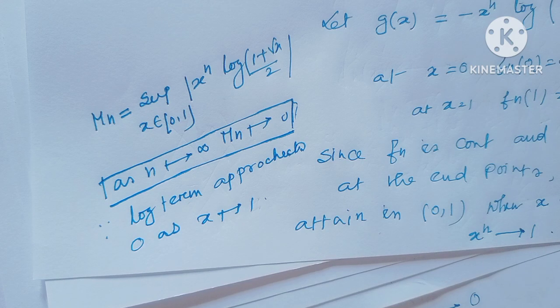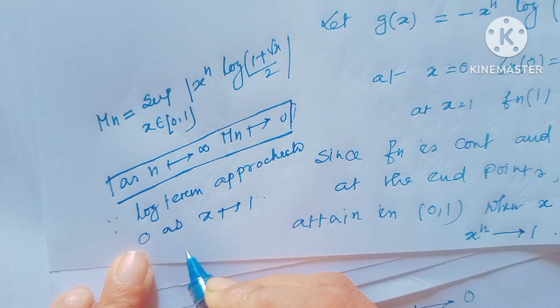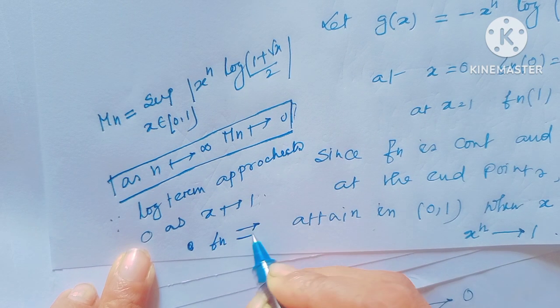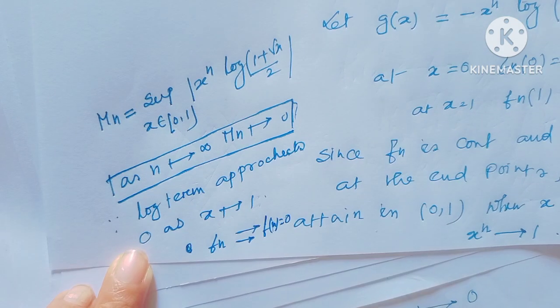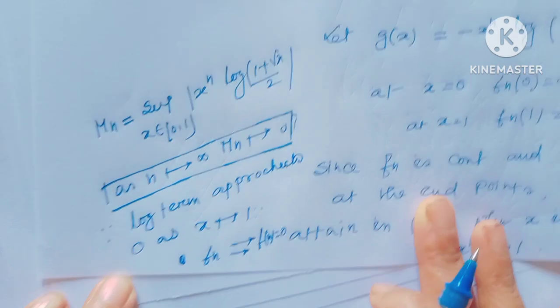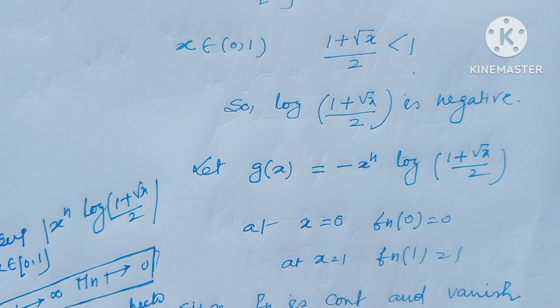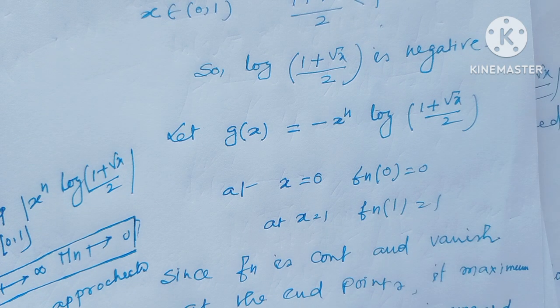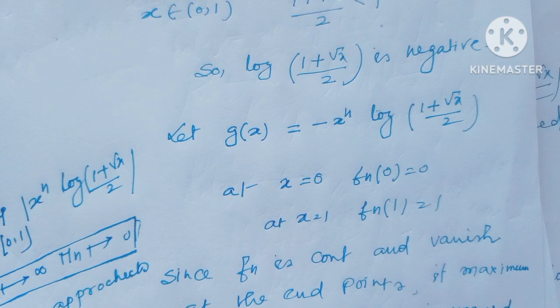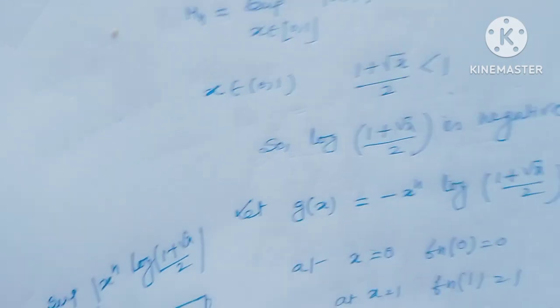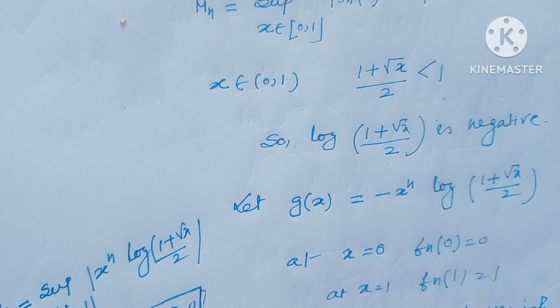Since this Mn actually goes to 0, the sequence of functions converges uniformly to f(x) equal to 0. This is another method, but Dini's method is the shortcut method. If you apply Dini's method, then you can easily tell fn(x) converges uniformly on the closed interval [0, 1]. I hope all my viewers have understood clearly.